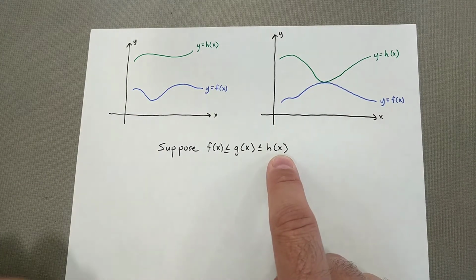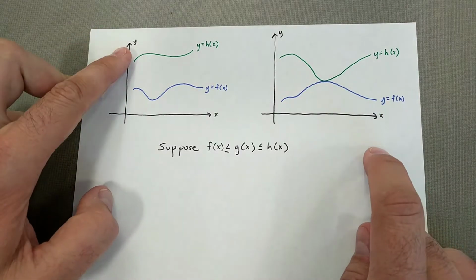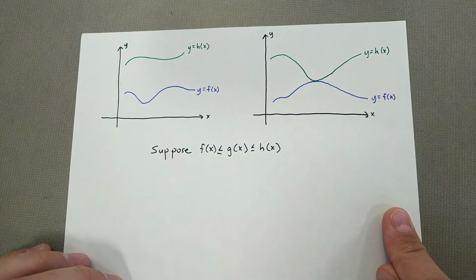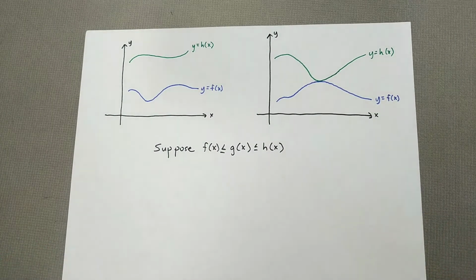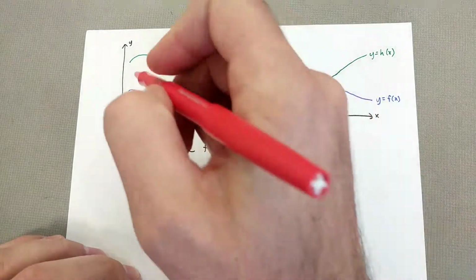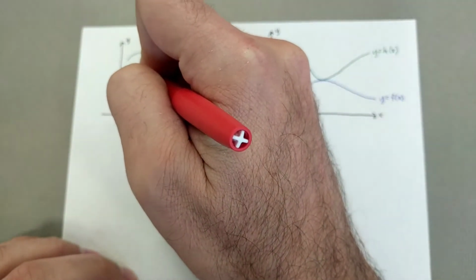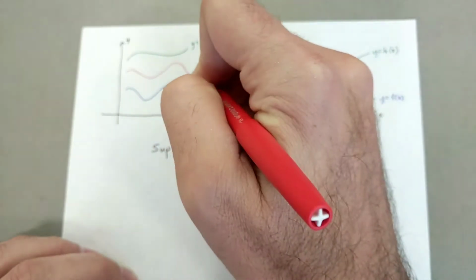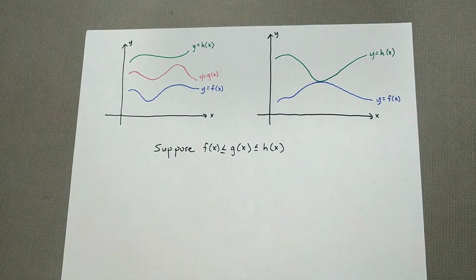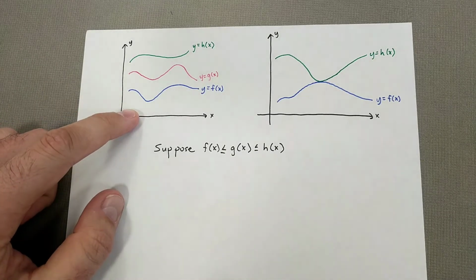So I have a couple graphs here where h is higher than or equal to f in a bunch of different places. So let's go ahead and sketch in g. In this particular case, if g has to stay between f and h the whole time, let's say this is g here. y equals g of x. In a case like this, this sort of case is not very helpful.